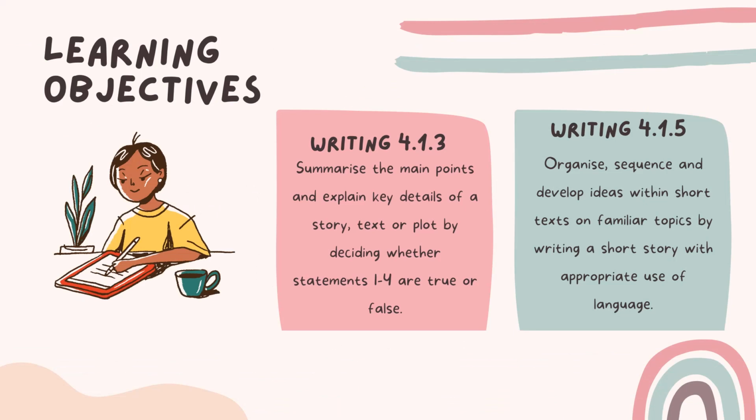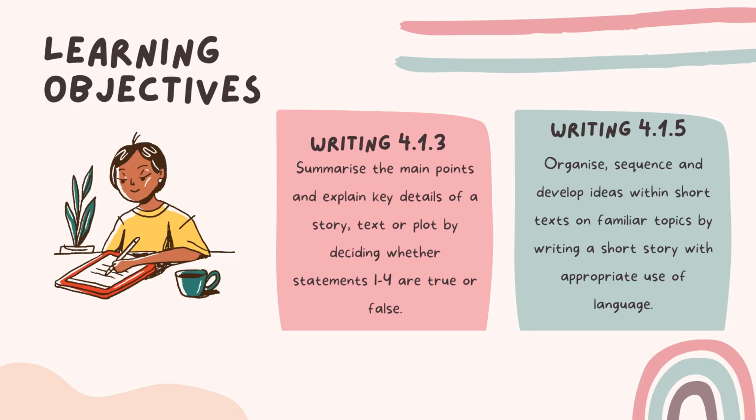Okay, class, for today's lesson, there are two learning objectives. The first one is to summarize the main points and explain key details of a story, text, or plot by deciding whether statements 1 until 4 are true or false. So this objective will be involved in task D. All right, later on task D.